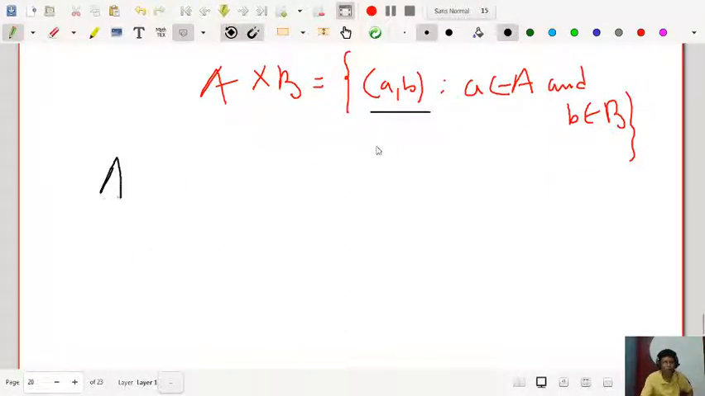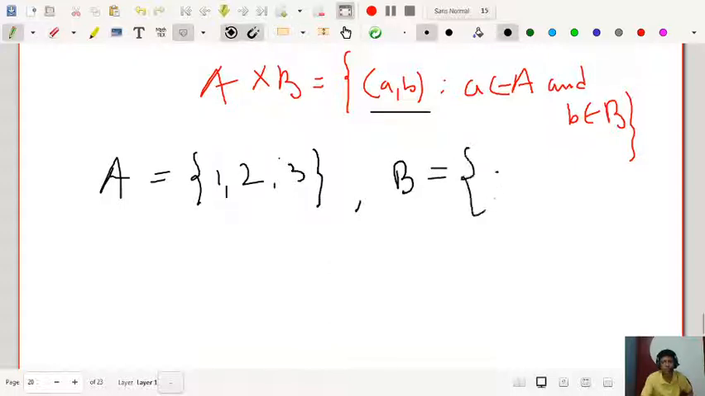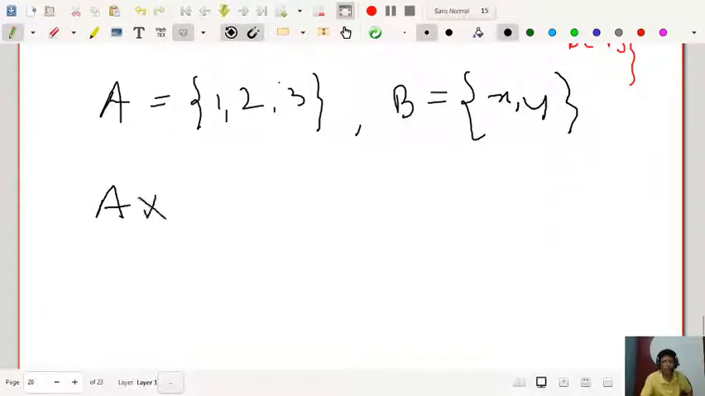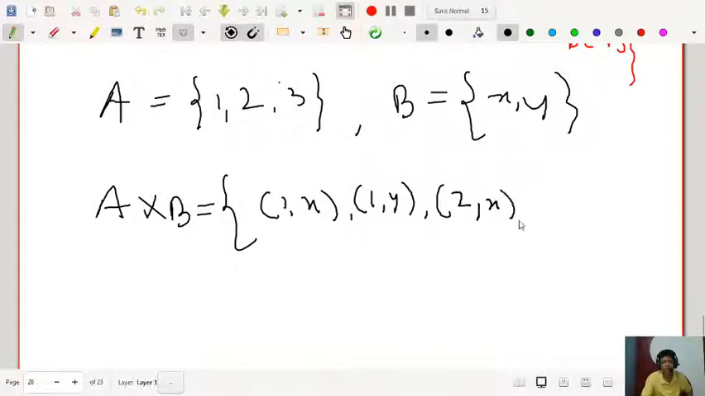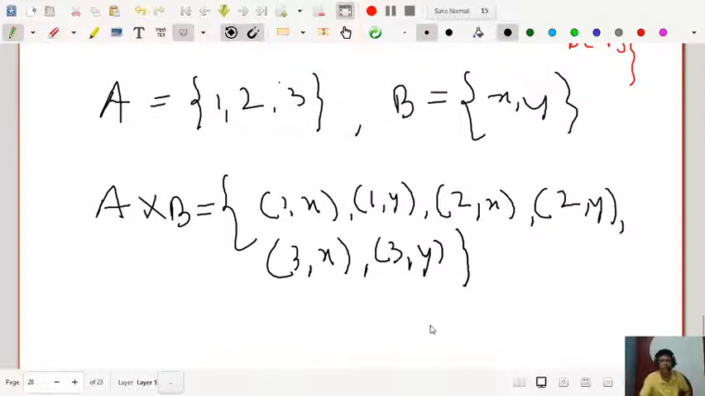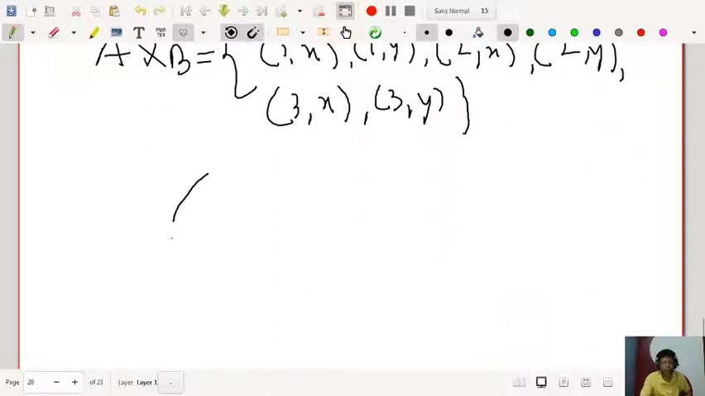Let me give you a clearer picture, where the first element belongs to A and the second element belongs to B. Can you see set A? And can you see set B? Set B is x, y. So what is your A cross B? A cross B is (1, x), (1, y), (2, x), (2, y), (3, x), (3, y). Is it clear? Let me give you a more detailed picture.